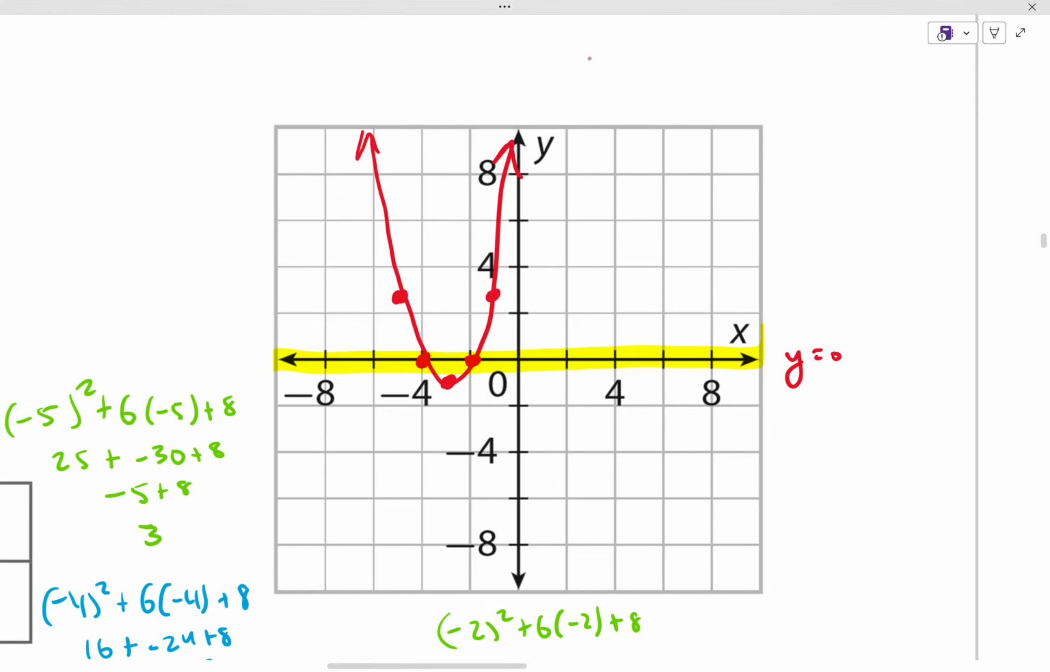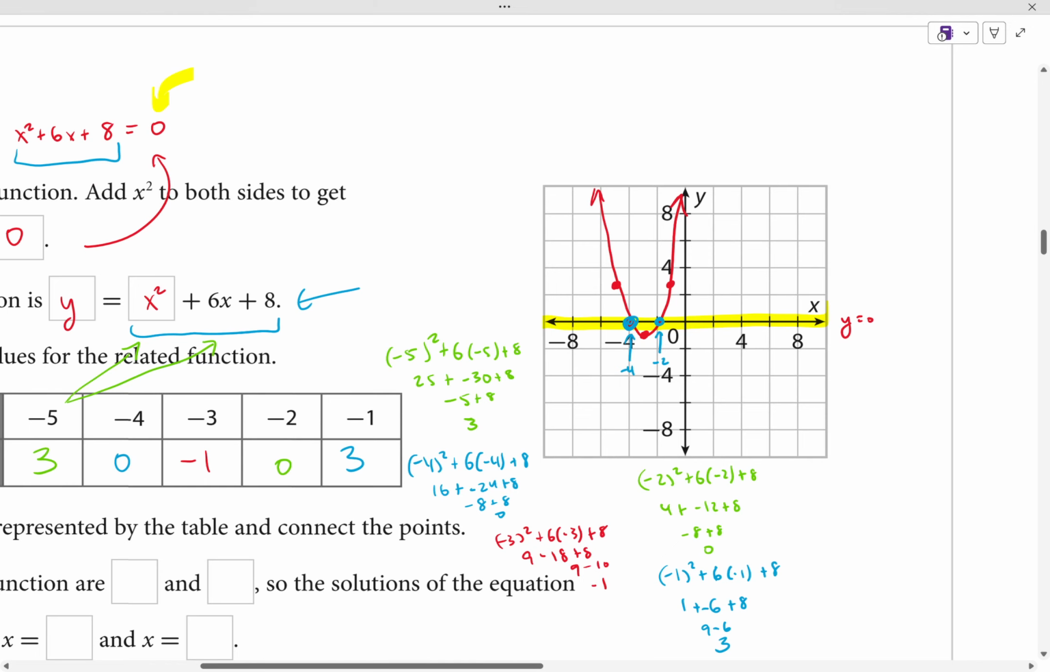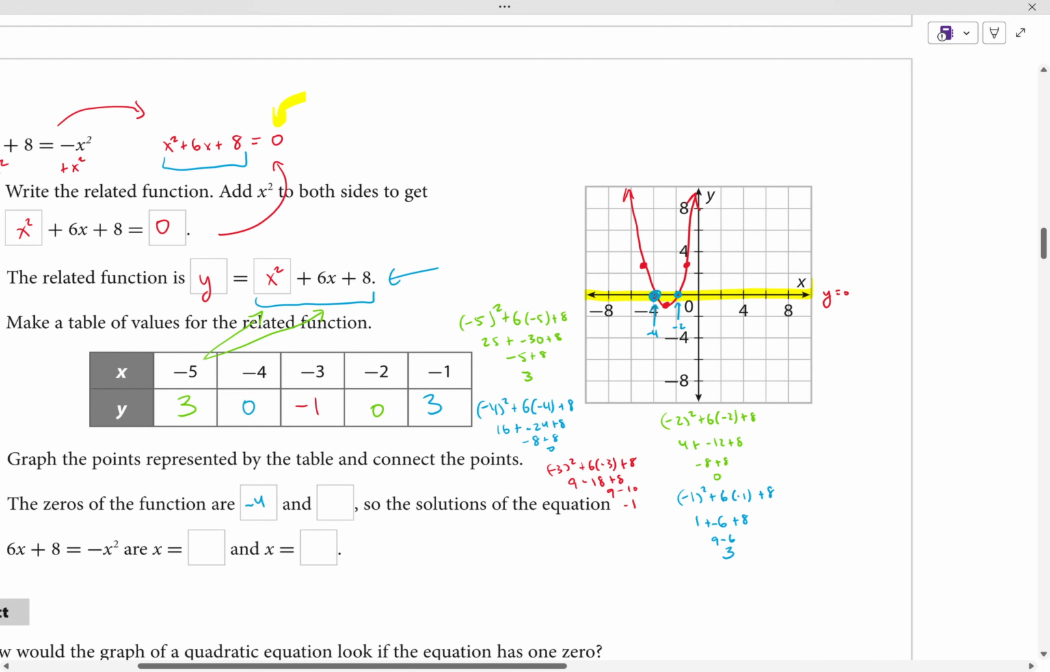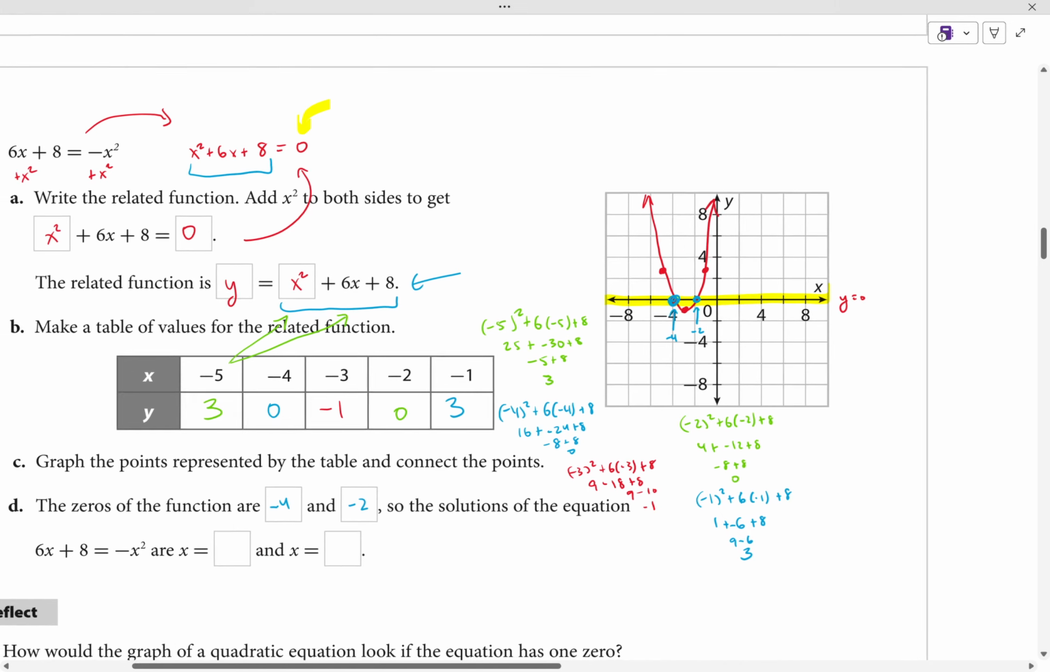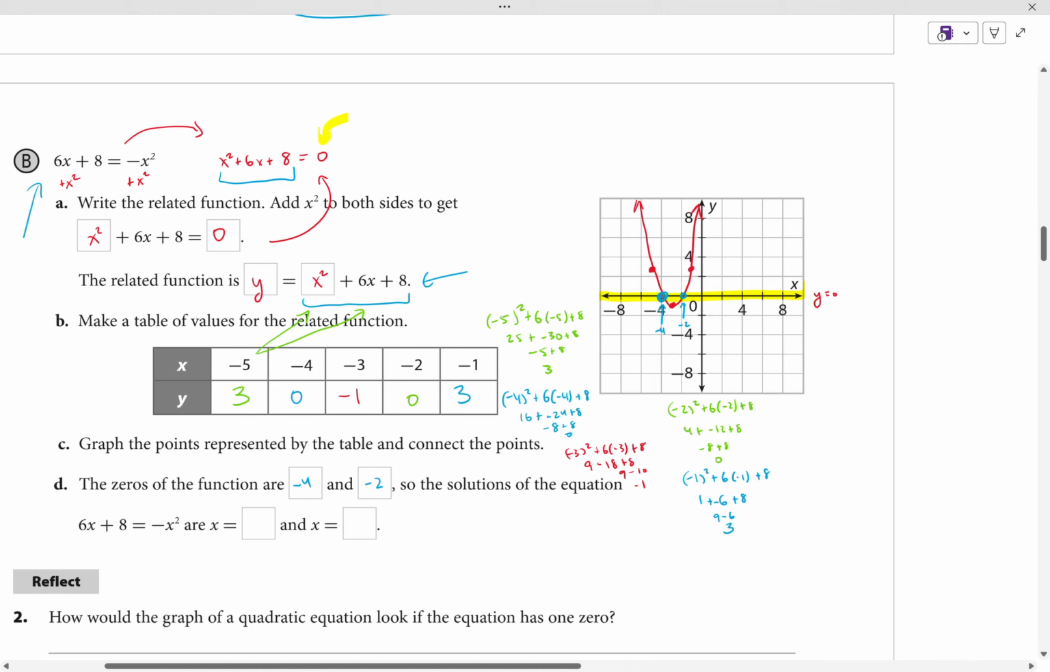Alright, so this is where the y value is equal to 0. That's why we call it a 0. I'm going to have one right here is an intercept, and right here is an intercept. Okay, and those intercepts, my x value for this first point is -4. My x value for this point is -2. So my zeros of the function are going to be -4 and -2. And that means the solution to the equation that we started with, the x values that make this equation true, are -4 and -2.